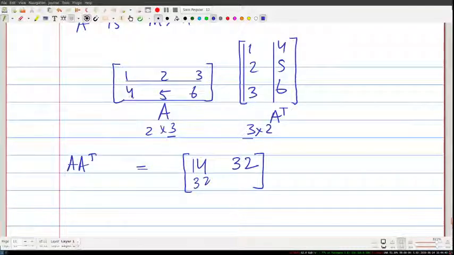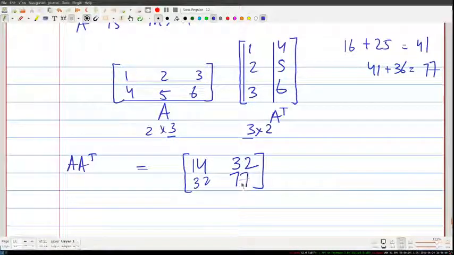And then finally, 4 times 4, this result is going to be different. So 1, 2, 3, 1, 2, 3, 4, 5, 6, 4, 5, 6. This is going to be different. So 4 squared, which is 16, plus 25, which gives me what? 41. And then 41 plus 6 times 6, which is 36, gives me what? 77. So this is 77.